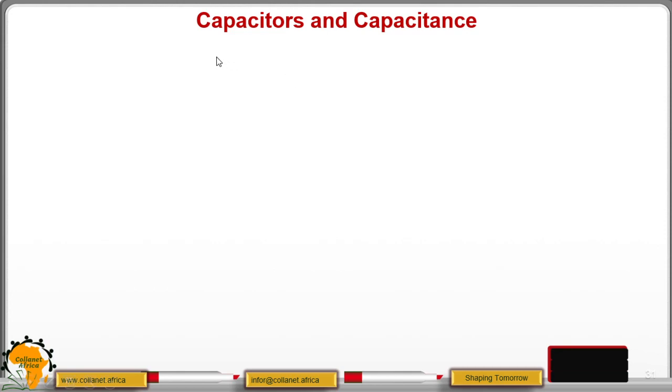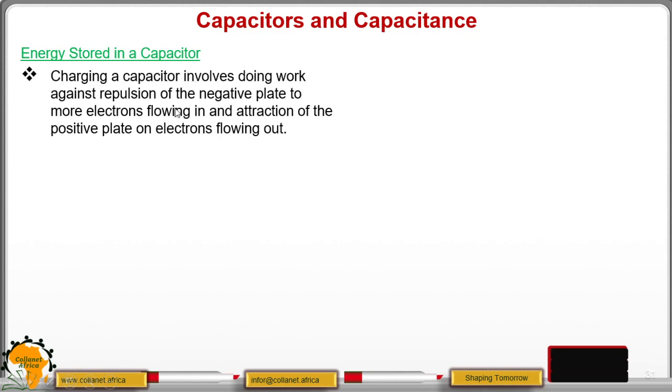In this lesson, we are going to look at capacitors and capacitance, but now we concentrate on energy stored in a capacitor. Now when we are charging a capacitor, we remember there are charges that are flowing. The charges are flowing from the battery to where we have the plate of the capacitor. So because there are charges that are flowing, then work has to be done against the repulsion of the negative plate to more electrons flowing in it.